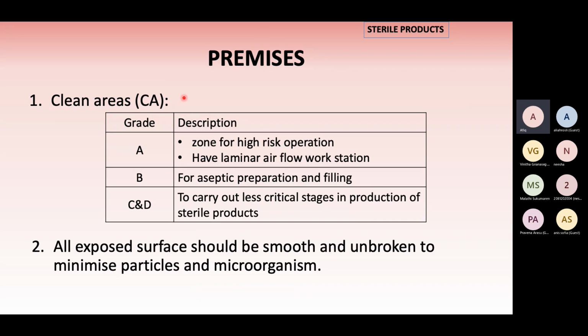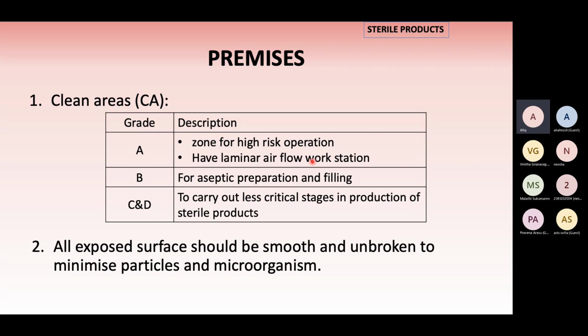So the requirement for premises in terms of clean areas, they are graded with A, B, C, and D. Grade A clean areas are zoned for high risk operation, and it has to have a laminar airflow workstation. Laminar airflow is similar to a fume hood, where the air is being sucked out of the cabinet, for example.